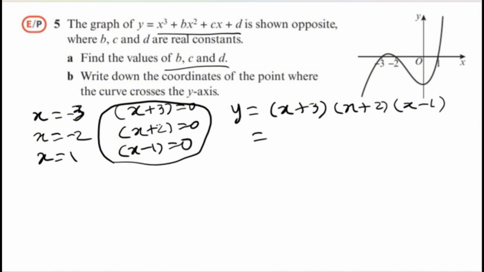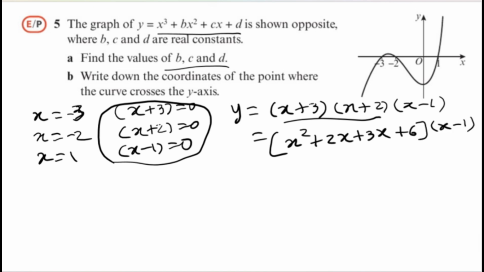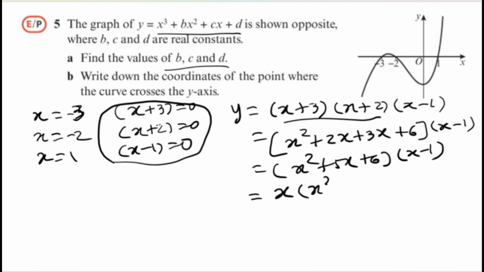If you are not good at expansion, you can go to my algebraic expression part 2 video that can help you. First, I will simplify these two brackets. So, x squared plus 2x plus 3x plus 6, into x minus 1. So, x squared plus 5x plus 6, into x minus 1. So, x into (x squared plus 5x plus 6) minus 1 into (x squared plus 5x plus 6).